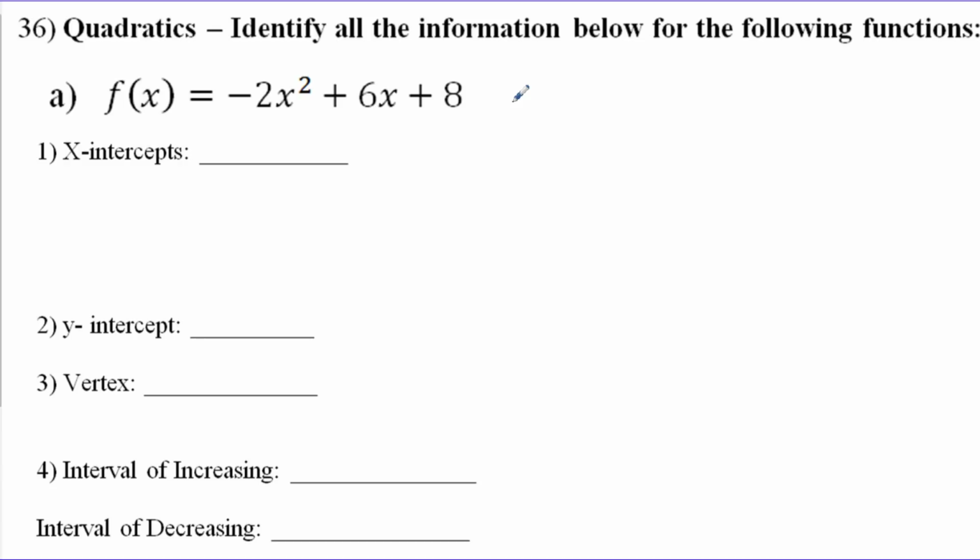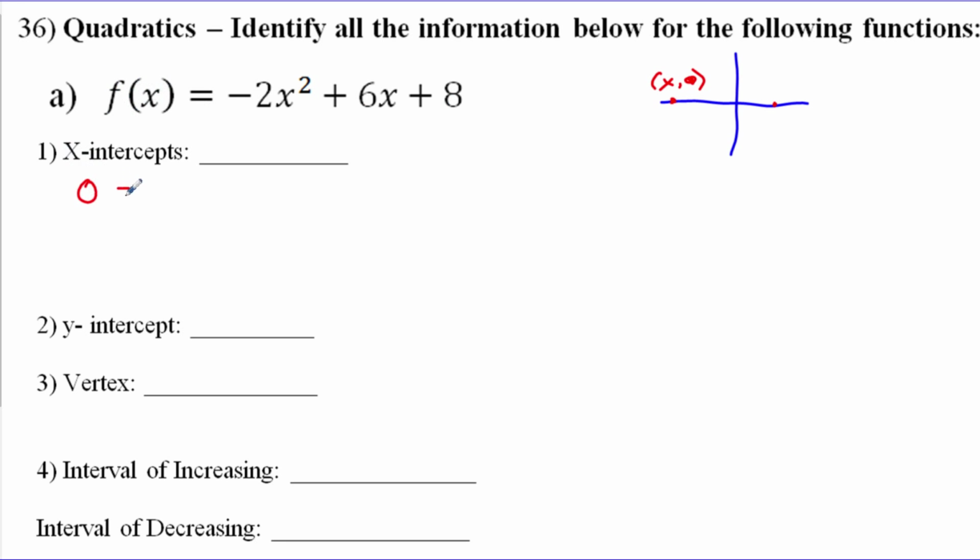It says identify all of the information for this function f of x. So we're going to start out by finding the x-intercepts. Remember, if we look at a graph, or a coordinate plane, x-intercepts are things along the x-axis, and all of these points, anywhere you go, are going to be some x value, but the y value is 0 for all of them. And so I know that I can plug in a 0 here.